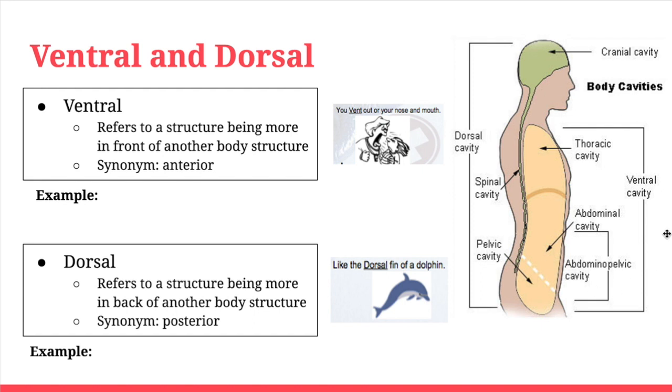You can use this diagram to help you with your examples. So you have the dorsal body cavity and the ventral body cavity. We'll get into that in one of our future lessons. But you have the spinal cavity is dorsal to the thoracic cavity. You could use that as an example there. You can also use anterior and posterior if you still need to go back and get examples for those. This diagram here can help you with that as well.